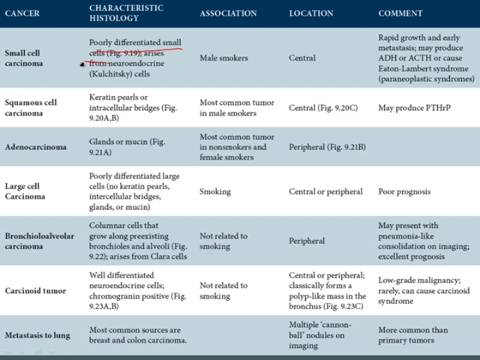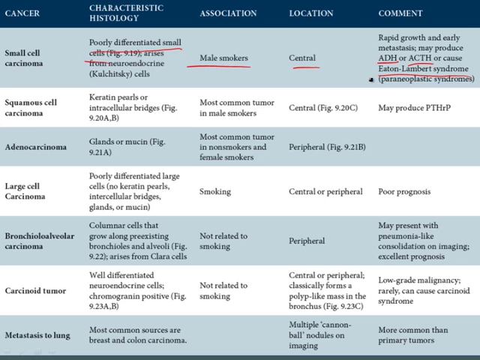This is going to be highly associated with male smokers. It will be a central tumor, and it will have particular paraneoplastic syndromes, such as antidiuretic hormone or ACTH production, giving the patient Cushing syndrome, or it can also be associated with a syndrome called Eaton-Lambert syndrome, in which patients develop antibodies against presynaptic calcium channels, resulting in the possibility of muscle weakness.